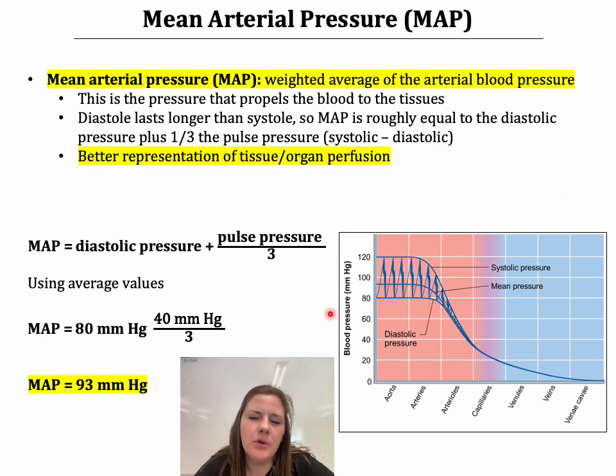And if we take our typical 120/80, we calculate a pulse pressure, so systolic minus diastolic, that's where we're getting the 40 millimeters of mercury. We divide that by 3, add 80, we get 93 millimeters of mercury for that mean arterial pressure. Okay, this is the pressure that propels the blood to the tissues.